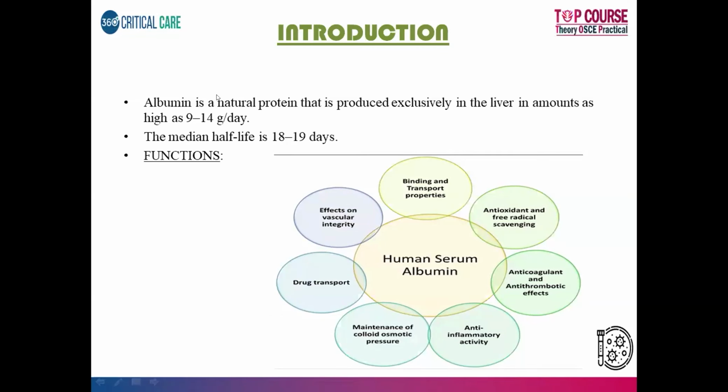As we all know, albumin is a natural protein which is produced exclusively in the liver in amounts as high as 9 to 14 grams per day. The half-life of albumin is around 18 to 19 days. Coming to the functions of albumin, the main important function is that it maintains the colloidal osmotic pressure. Coming to the other things, it helps in the transport of certain drugs.